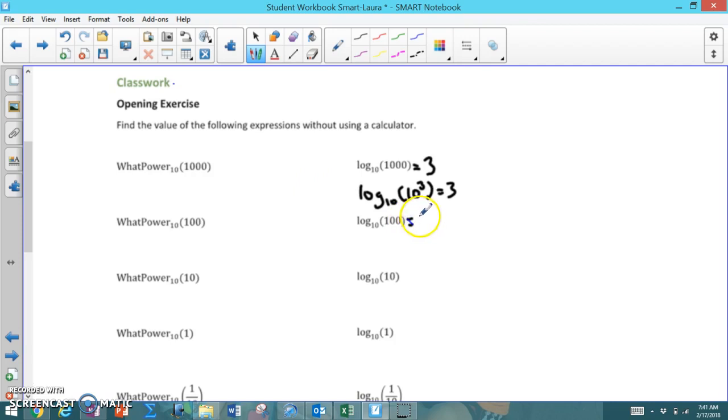What power of 10 is 100? That's 2. Again, I could rewrite it as log base 10 of 10 squared if I wanted to, because 100 is 10 squared. This one is 1. And again, technically there's an exponent of 1. Log base 10 of 1 is 0 because 10 to the 0 power is 1. I could, in theory, rewrite it: 1 is 10 to the 0 power, and we got 0.